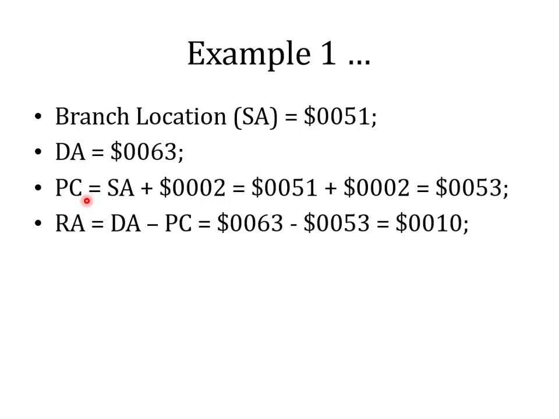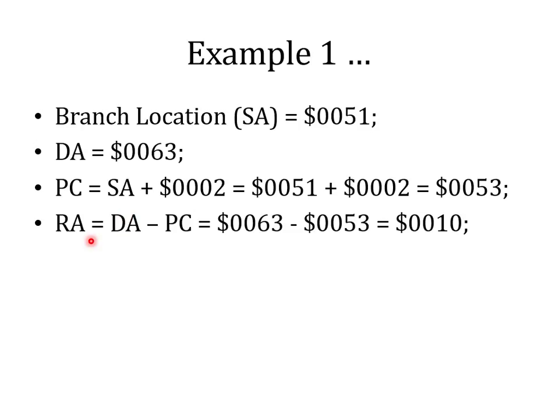Now I can calculate the PC, which is coming from the formula. We know the formula for the PC, and it is very simple. We just have to add 2 to the source address: source address plus 0002. That's the formula. So I plug the source address in to calculate the PC, and I get the PC, which is 0053. Once I did it, I know how to calculate the relative address.